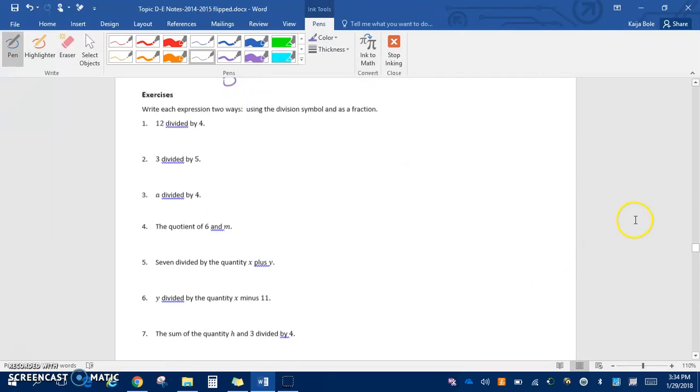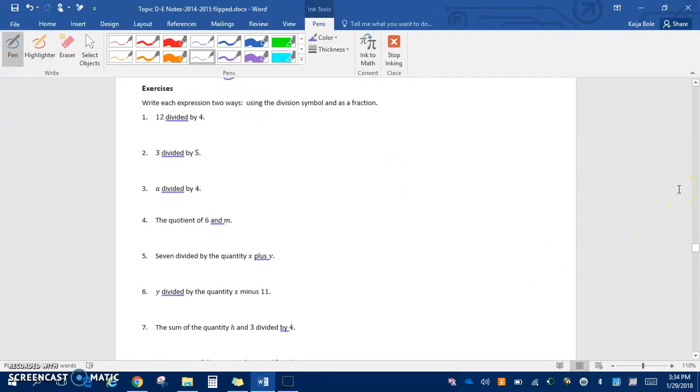Right? For the next section here, it says write each expression 2 ways using the division symbol and as a fraction. We are going to just use the fraction bar. We want to get in the habit of using that. So 12 divided by 4 would be 12 over 4. We don't need to solve, we're just writing it down. Next we have 3 divided by 5, which would be 3 over 5. Number 3, we have a divided by 4, so we would have a over 4. For part 4, we have the quotient of 6 and m. So when we see quotient, we know it's division, and we're going to have 6 over m.